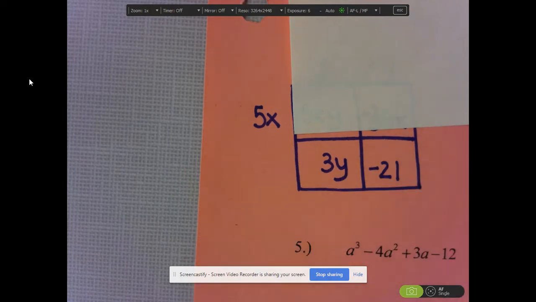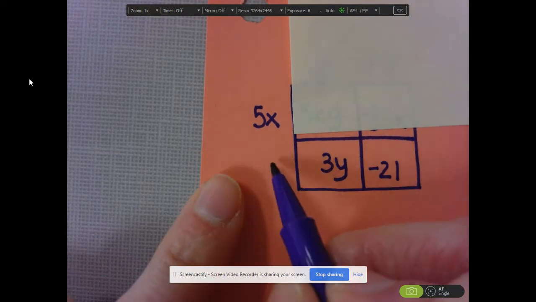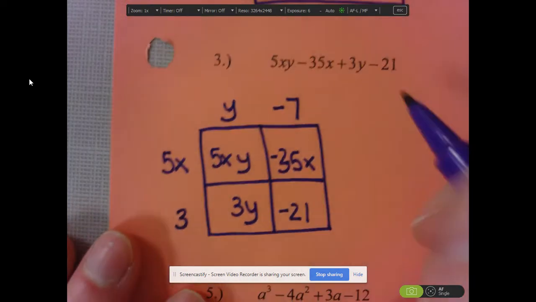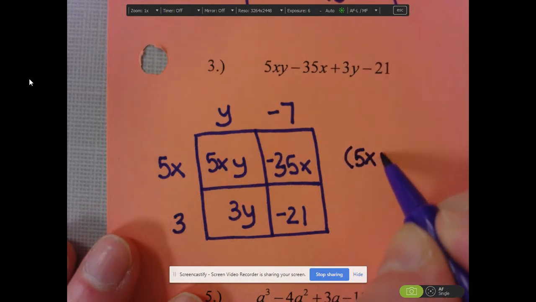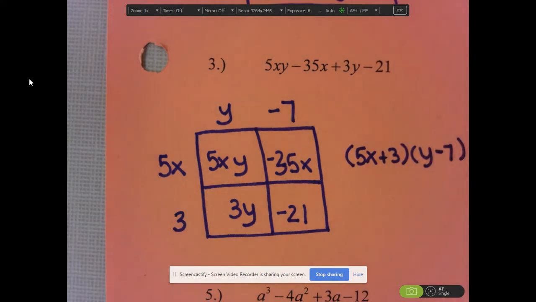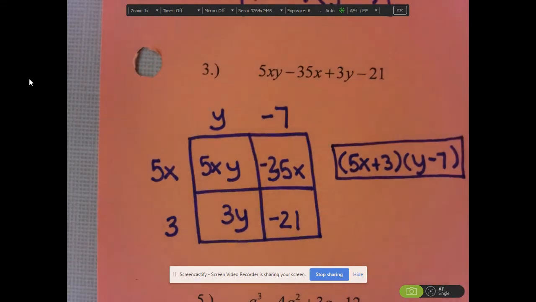What's my greatest common factor between 3y and negative 21? 3. Since this is positive and it's going outside here, there's your answer. So my answer would be 5x plus 3, y minus 7. Is that what you got? Just an alternate method. I can't tell you which one's easier. It's really whichever one is easier for you.